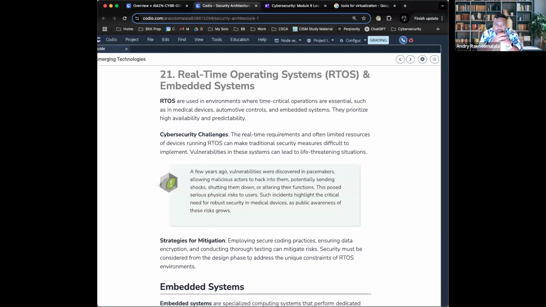This is really common in the medical field and medical devices and aerospace as well as manufacturing equipment. I know that sometimes it's also used in military. In essence, it is an application that directly interacts with a certain event. Okay. So they prioritize high availability and predictability. Then the challenge here is that sometimes they make it difficult to implement and there are vulnerabilities that live within it.